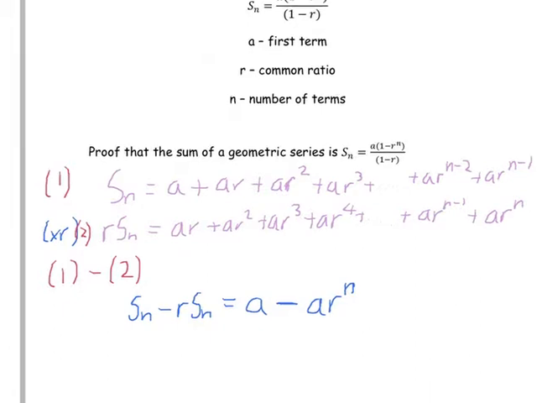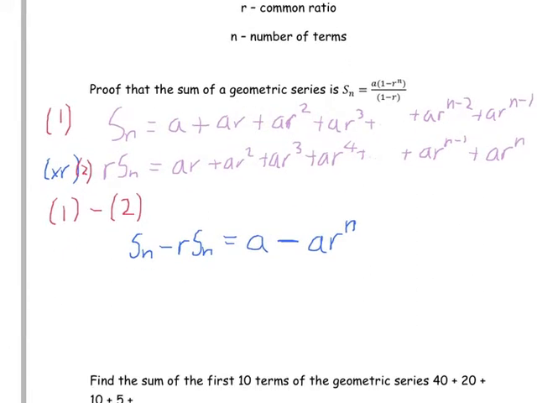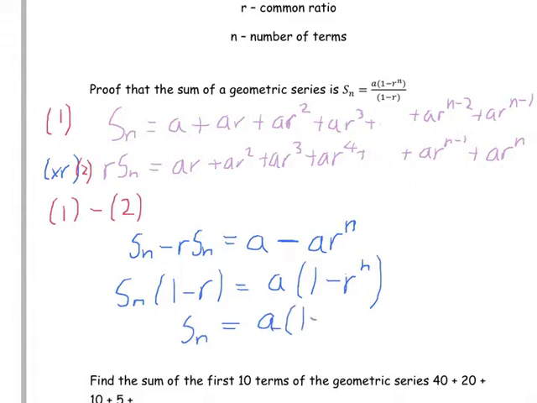Now what we just need to do is tidy this up and leave ourselves with Sn on its own. So you should notice here that you can factorise this part by taking Sn out. So that's going to be 1 minus r, and on the right hand side you should notice that you can take out the common value of a, which is the first term, so that's 1 minus r to the power of n. If you look, we're getting very close now to what we're expecting. We've got a times 1 minus r to the power of n. Now we just need to divide it through by 1 minus r. So the sum to n number of terms is going to be a times 1 minus r to the power of n, all divided by 1 minus r.